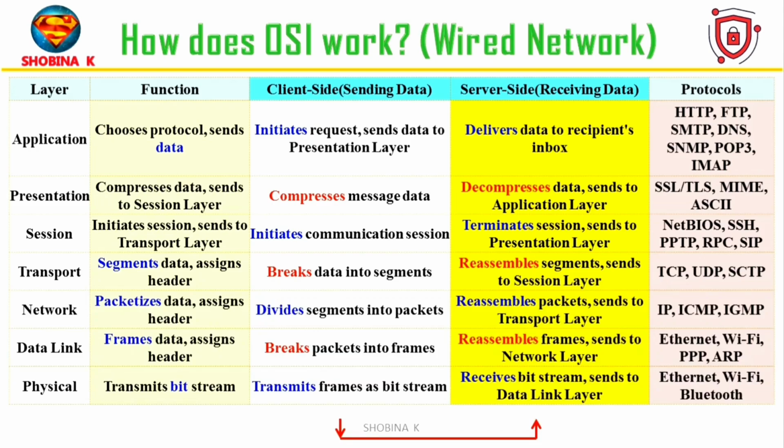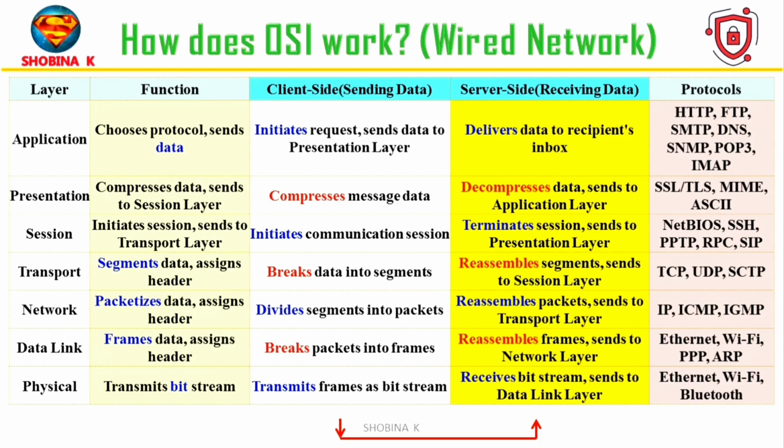Now the reverse process, that is at the server side. At the server side physical layer, the bit stream is received and converted into frames. These frames are passed to the data link layer. Next, in the data link layer, the frames are reassembled into packets and sent to the network layer. In the network layer, IP addresses are verified and packets are reassembled into segments and passed to the transport layer. In the transport layer, the segments are reordered based on the sequence number and reassembled into the original email data.